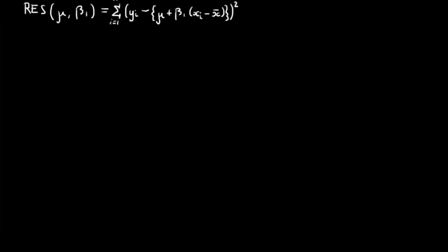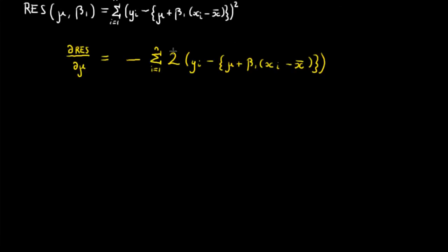Okay, how do we do that? Well, let's first of all take the partial derivative with respect to mu of the residual sum of squares. Underneath this sum we have a bracket squared, so by the chain rule, if we differentiate that partially with respect to mu, we'll end up with 2 times the bracket multiplied by minus 1 because of this minus sign in front of the mu. So what we end up with is minus the sum of 2 multiplied by this bracket. Okay, so that's simple enough. That's just using the chain rule.